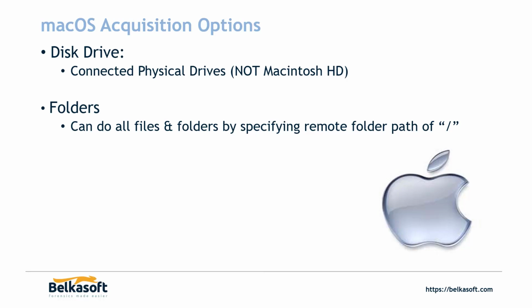Now, on the flip side of that, to kind of get around it, I know we're not going to get everything, but we can acquire files and folders. So we can do all files and folders, and by specifying the remote folder path that we want to acquire in the Macintosh hard drive to be root. So if we acquire the root folder, we are getting any file that is stored on the Mac itself.